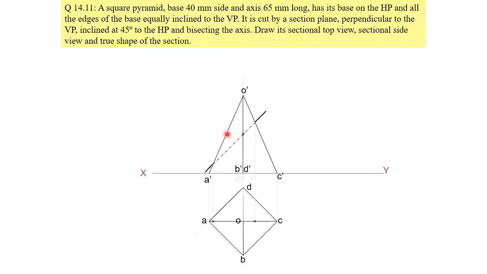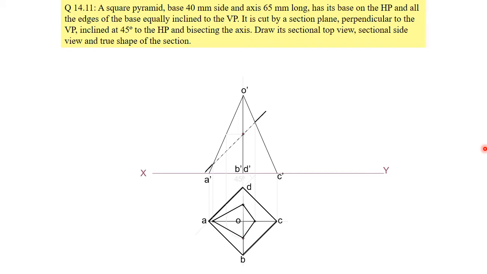First we need to draw it parallel to the XY line up to the slant edge, and draw downward over here. Then from the center O, rotate both the slant edges O dash B dash and O dash D dash. So how will you do it? See, draw one perpendicular downward, and this point we need to shift like this.